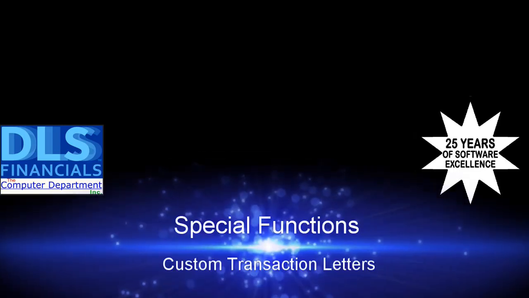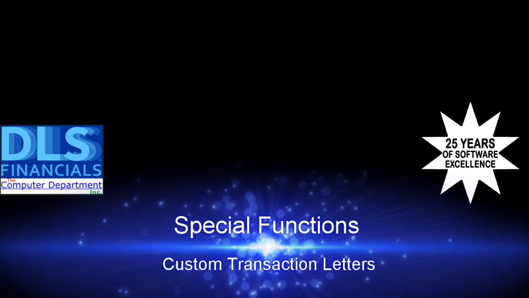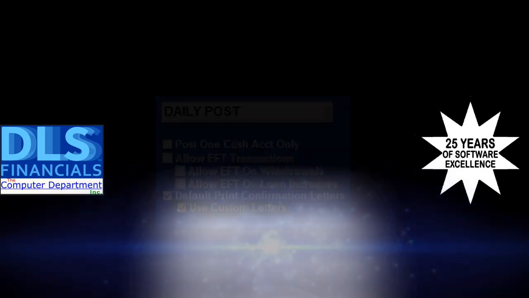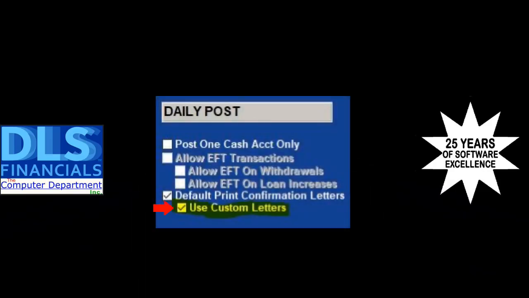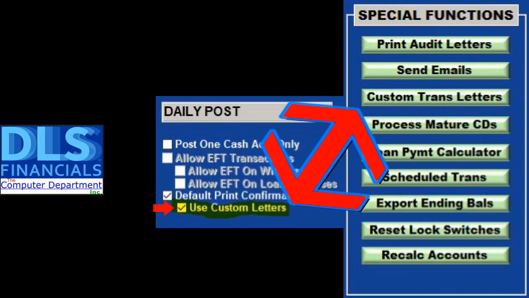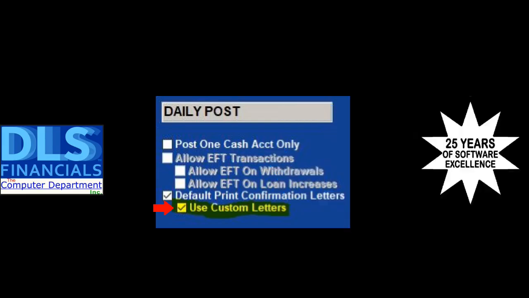If you have selected to use custom transaction confirmation letters in the Maintenance tab under the DLS Financials configuration, on the Daily Post section as shown here, the button to configure them will be available to you in the Special Functions area. Normally, DLS prints a generic confirmation letter showing the transactions posted for each location. But you may want more control over what is said in the letters, so DLS gives you the ability to create your own custom letters for each transaction type.